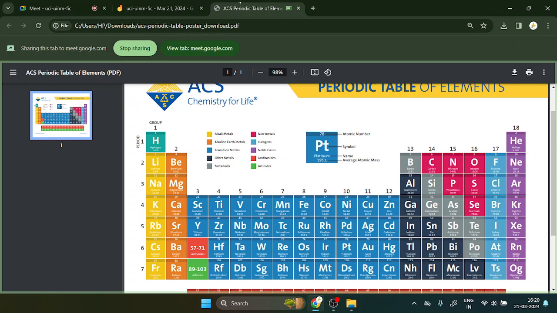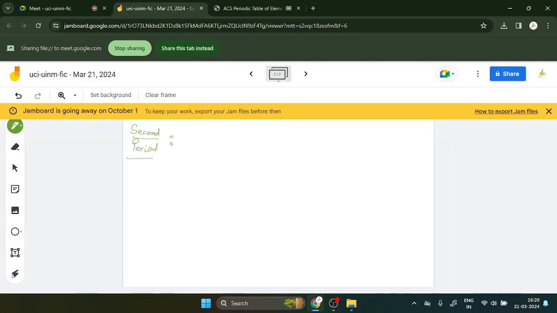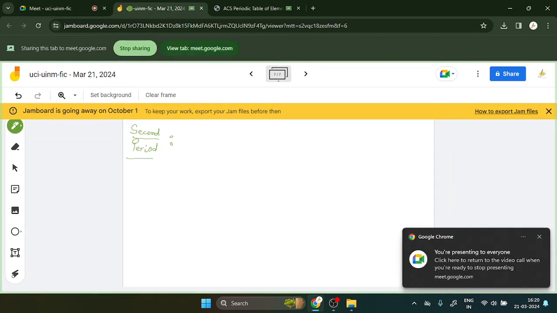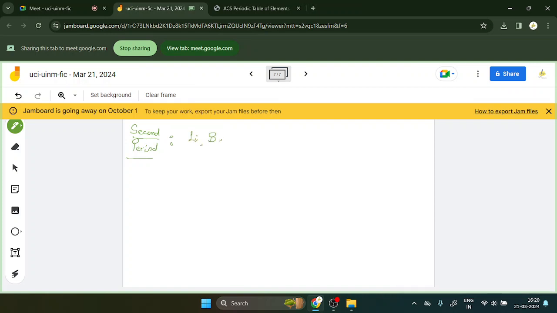Yeah. Second period. So how many elements are here? Just let me write. 8. Yes. See, lithium, beryllium, then boron, carbon, nitrogen, oxygen, fluorine, and neon. So atomic number will increase. These were the elements: atomic number 1 hydrogen, 2 helium, 3 lithium, 4 beryllium, 5 boron, 6 carbon, 7 nitrogen, 8 oxygen, 9 fluorine, and 10 neon, which means from 3 to 10 is the second period.